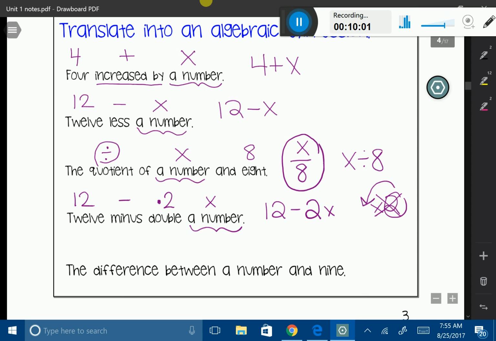All right, and the last one on the page is the difference between a number and 9. Let's go ahead and translate. The difference. Difference is one of those keywords for subtraction. So the difference between, sometimes they kind of go together. So the difference between a number, that's going to be x, and 9. So you see that my x comes first. So I'm looking for the difference between the x and 9. So x minus 9 will be my expression.